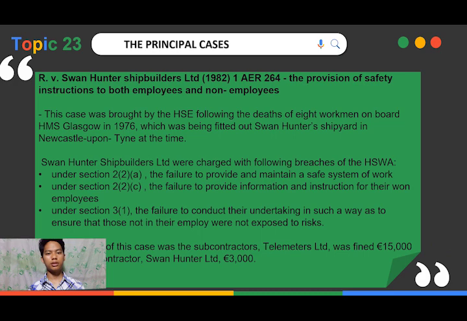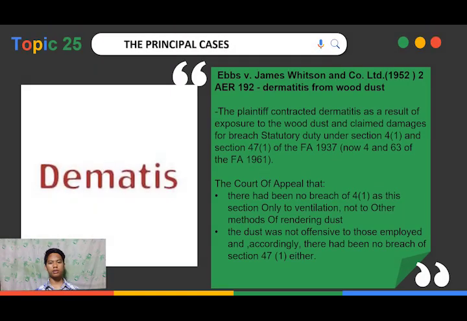So the outcome of this case was that the sub-contractor Telemeters Ltd was fined £15,000 and the main contractor Swan Hunter Ltd £3,000.